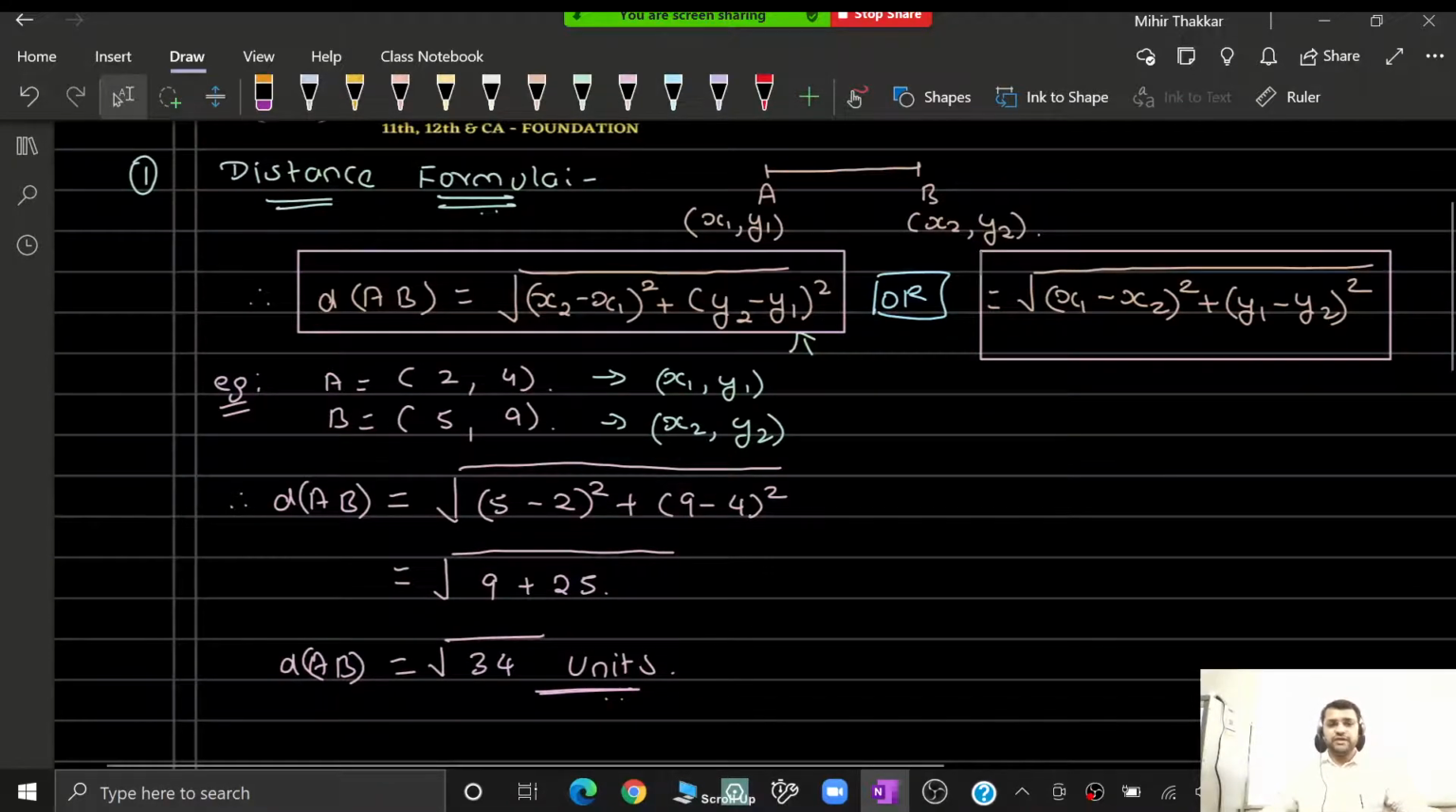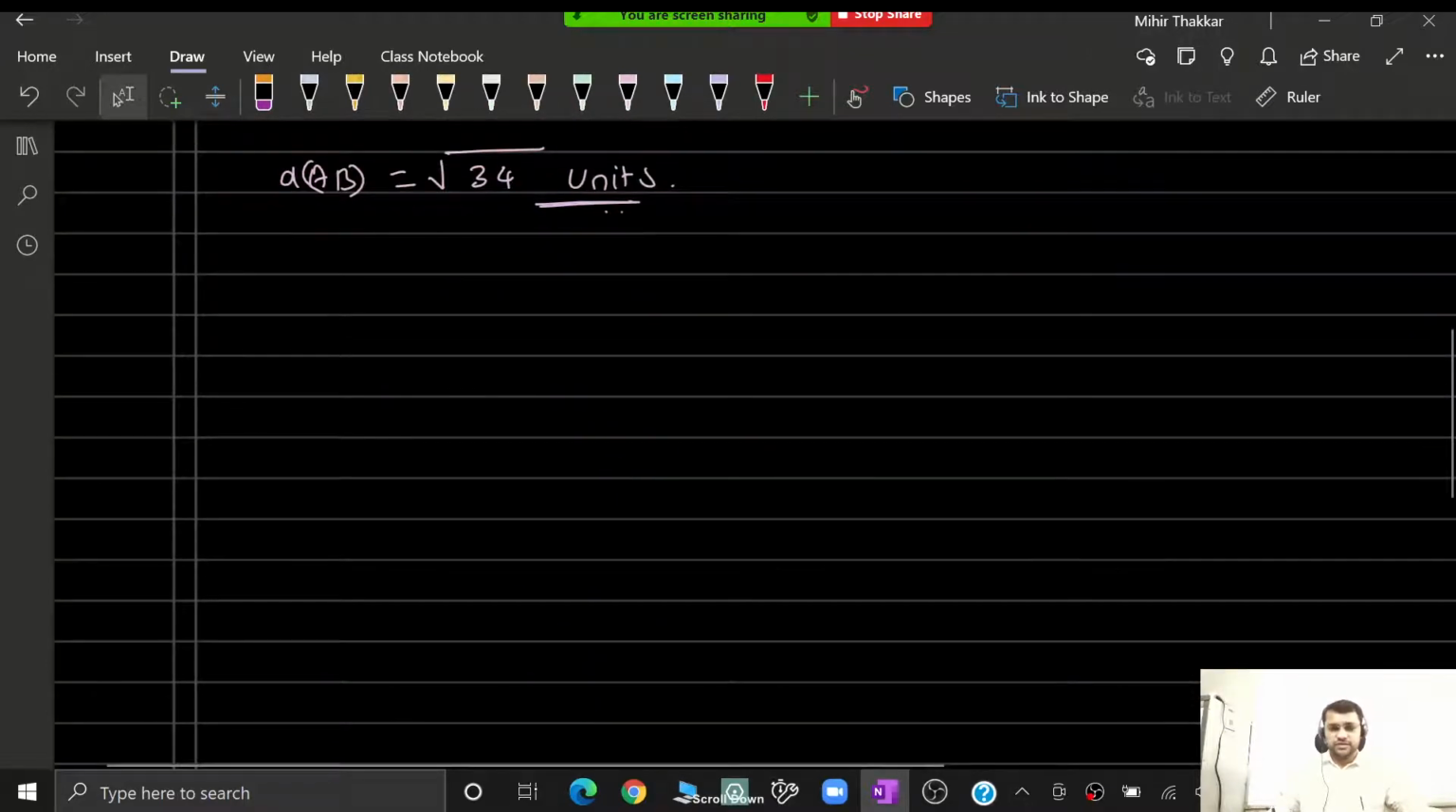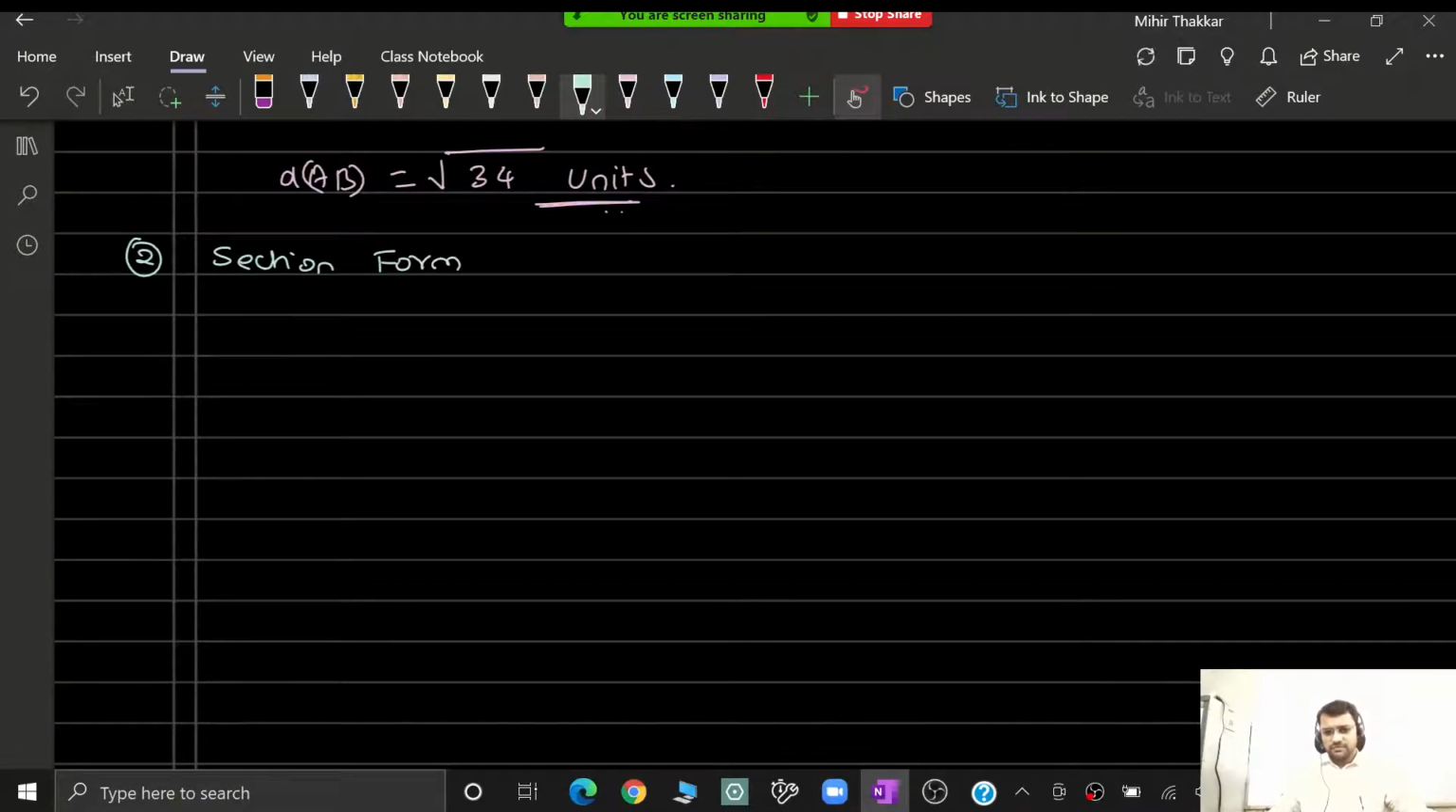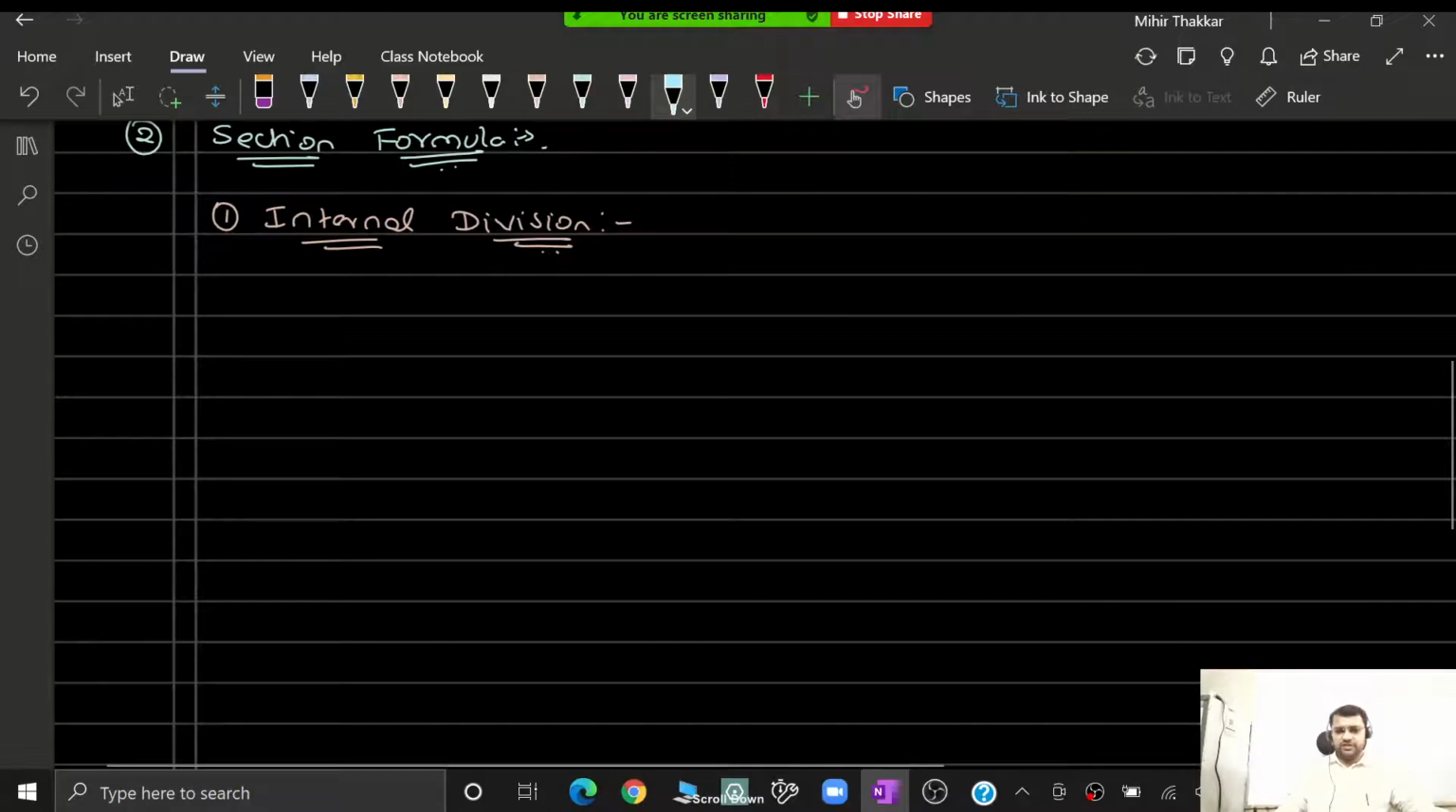So the second formula that we have over here is the section formula. So now what is the section formula? When you talk about section formula, there are two cases. One is internal division and the other is external division. So what is the basic difference between the two? What is internal division and what is external division?